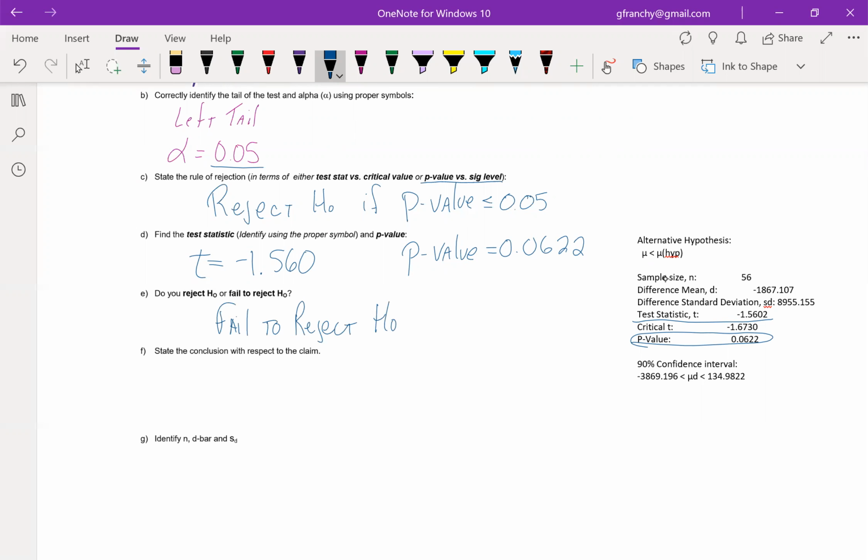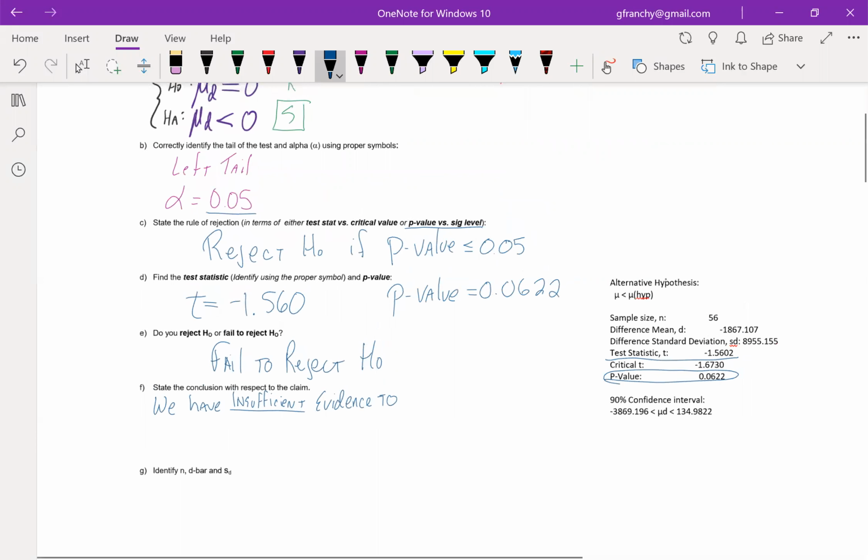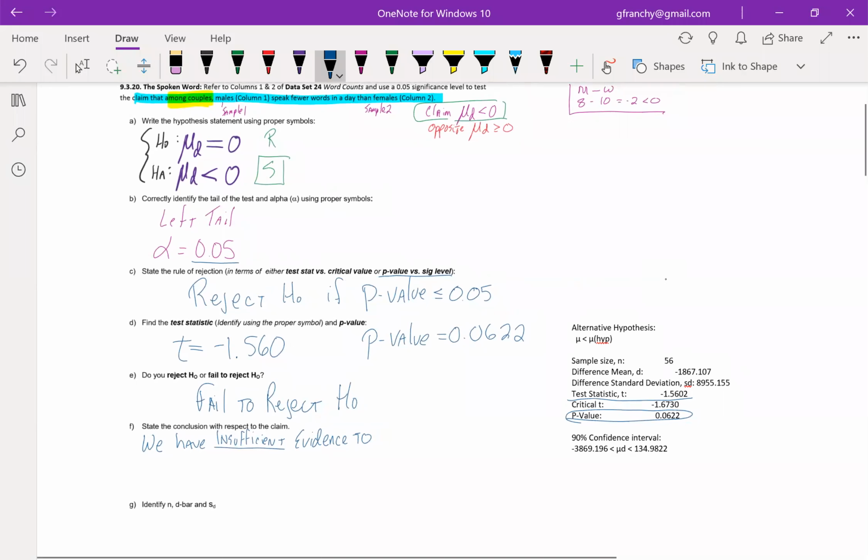And when we fail to reject the null hypothesis, we don't have the evidence. We have insufficient evidence, and I'm using that to stay consistent with how it's phrased in my stat lab. So we have insufficient evidence to, and now the second part of our conclusion is based on where the claim is represented. It's the alternate. That's why we mark the S, and S is for support.